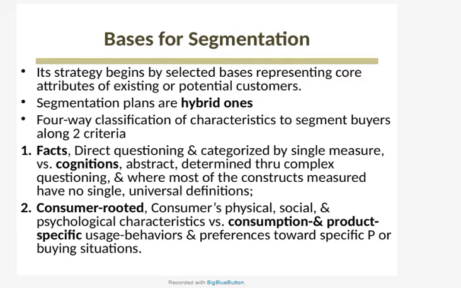Okay. This matrix, you know, every matrix in the world has two dimensions, and therefore we have four options. The first criterion is that we have the basis for segmentation according to facts or cognitions. Either the basis for segmentation is facts, a definite truth we can measure, we can see it, identifiable, as we said a while ago, or cognition, which is abstract.